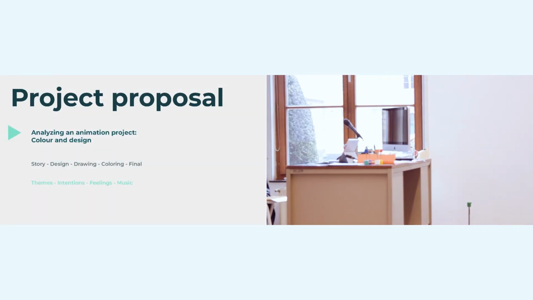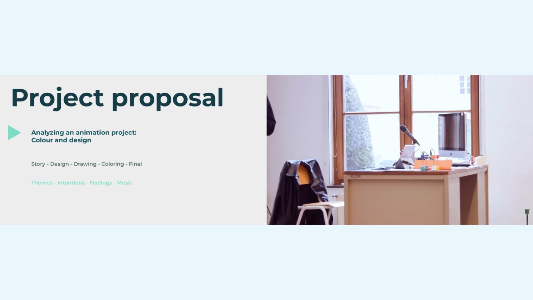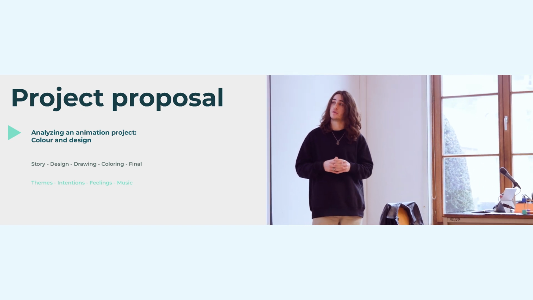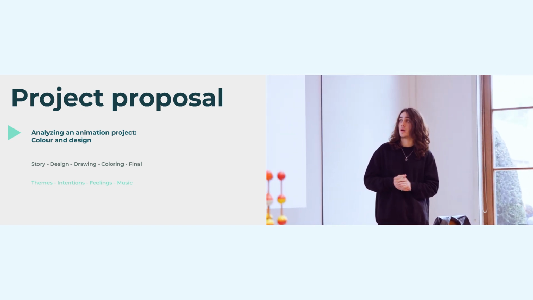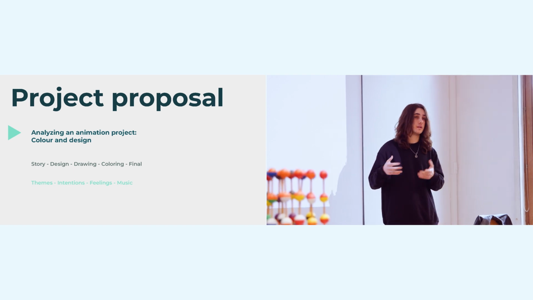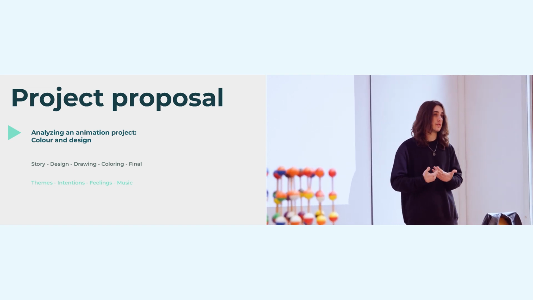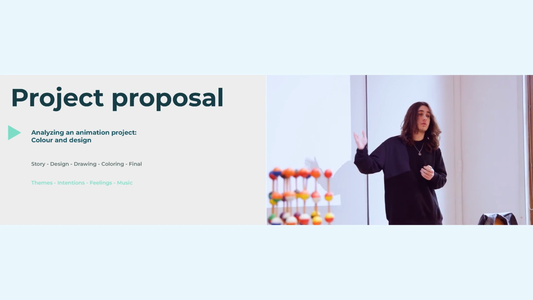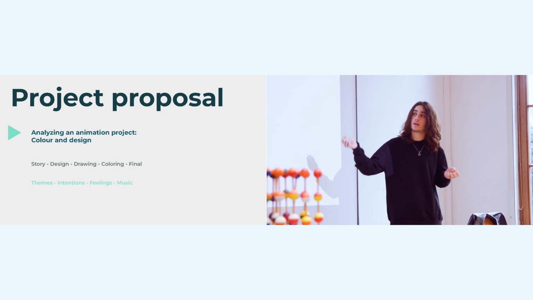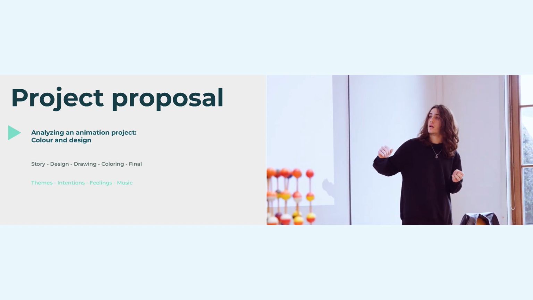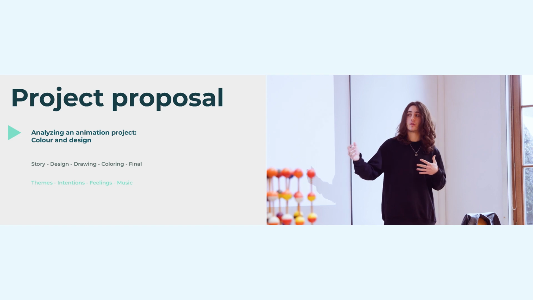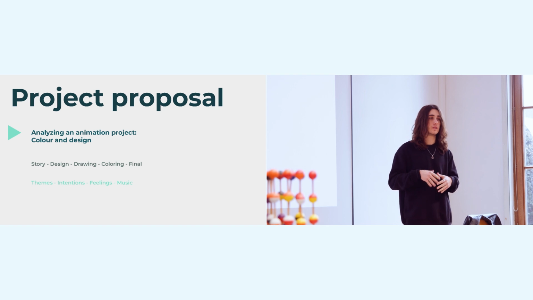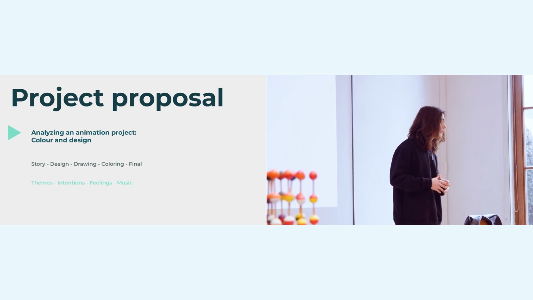So, for my personal case, since I'm in animation, I decided to do an analysis of the animation project that I'm doing for this year, which is a small animated film. My goal will be to analyze the color and the design and how I apply it to represent what I want to represent in this story. And I'll go through the different phases of the animation project, like the story, the designs, the drawing, and see the themes, intentions, the feelings, a bit of everything, and tie it with the content of the class, so the different colors and the different shapes that I use.